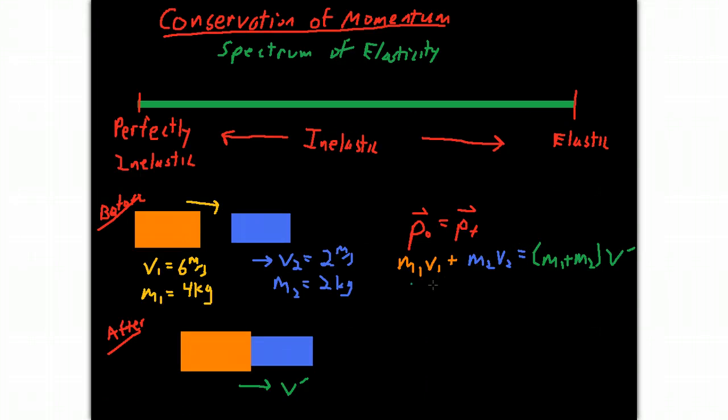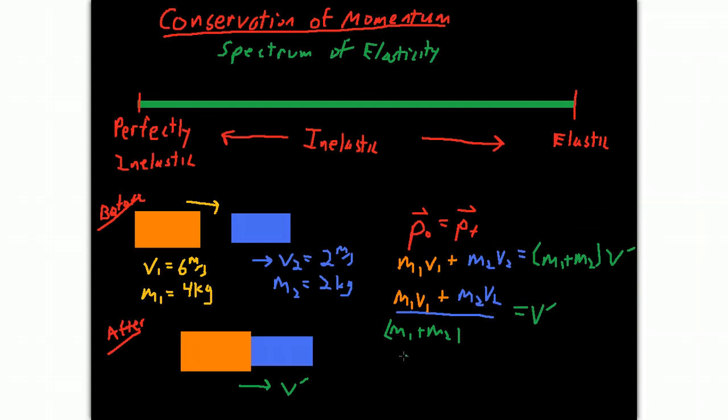All I have to do is rearrange this equation a little bit, and we should be able to do this. Divide by m1 plus m2. So I have m1 v1 plus m2 v2 divided by m1 plus m2, and that will equal v prime.